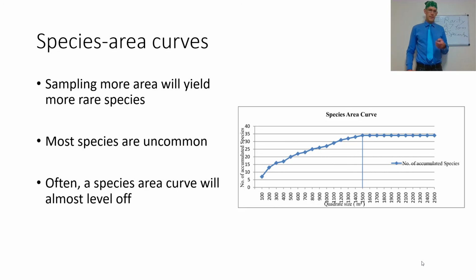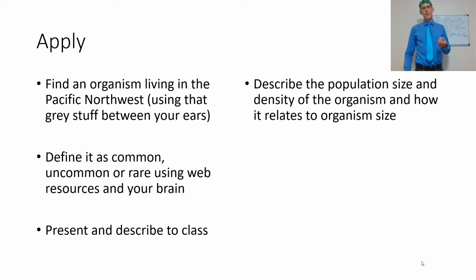So I want you to apply this. This is what we're doing in class. This is an activity. Find an organism living in the Pacific Northwest using your thinking cap. Figure out if it's common, uncommon, or rare using those 7 different types of rarity and 1 type of common. And then present and describe it to the class. Describe population size and the density of the organism, how you find a certain density compared to the organism's size.